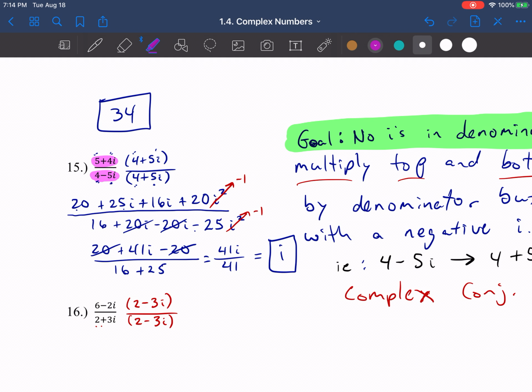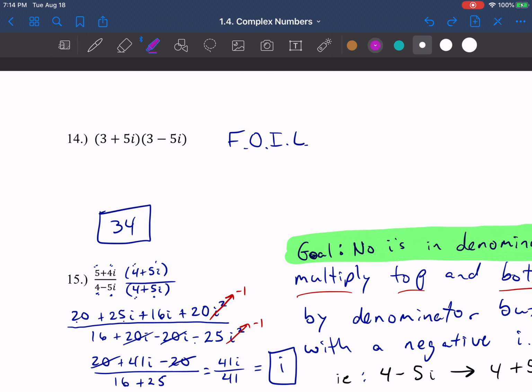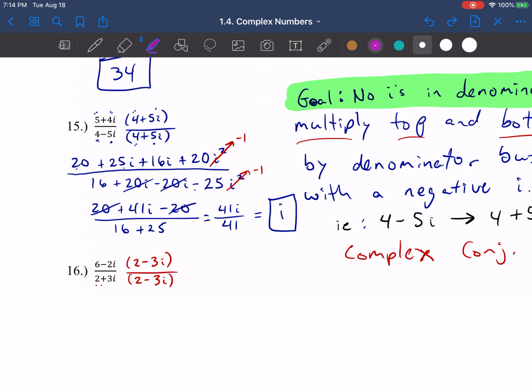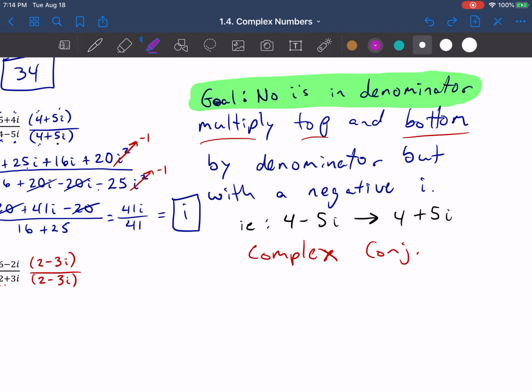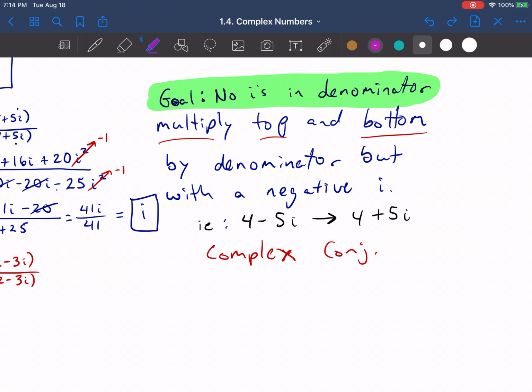4 minus 5i. That is not a complex conjugate because the real parts are different and the imaginary parts are different, even though they have opposite signs like that. That's not the same as this complex conjugate up there. So then what we have here is we need a goal, and the goal is to get rid of any i's in the denominator. So we want an entirely real denominator, no i's in the denominator.